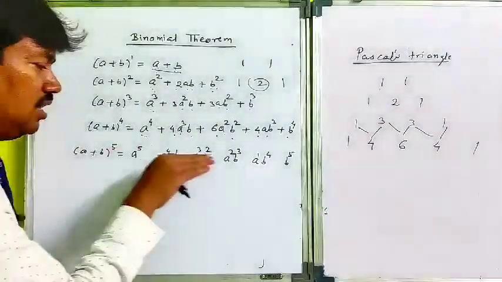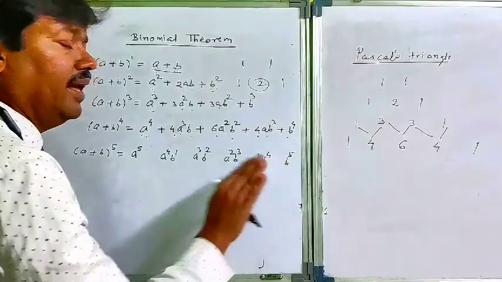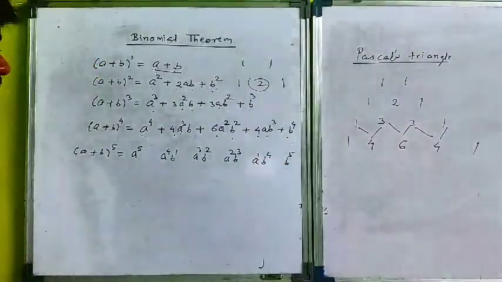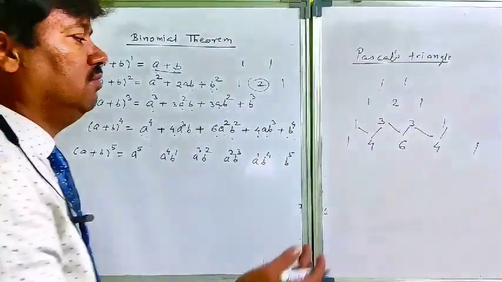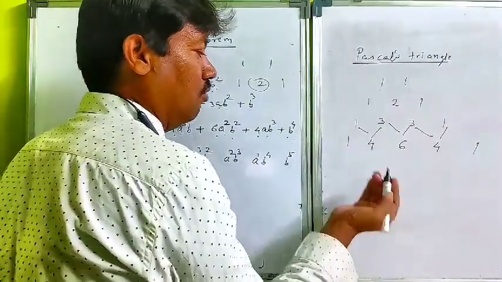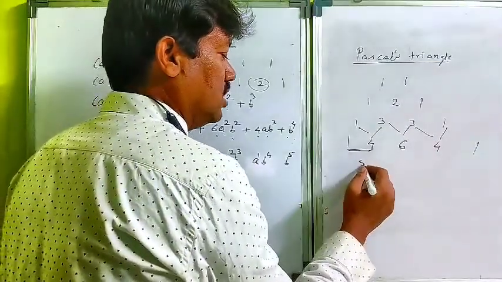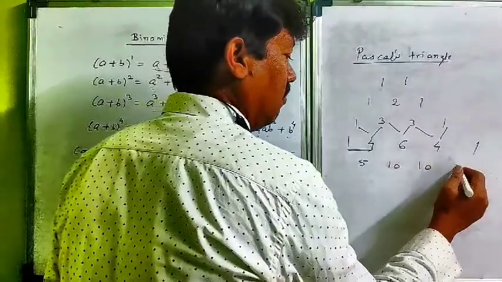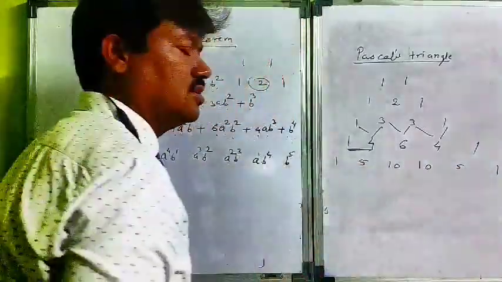So the power of A decreases, and the power of B increases, like this. What is the coefficient? The coefficient will be taken from Pascal's triangle. What is that? The sum of these two terms, that is 5, 10, 10, 5, and the first and last are 1, 1.